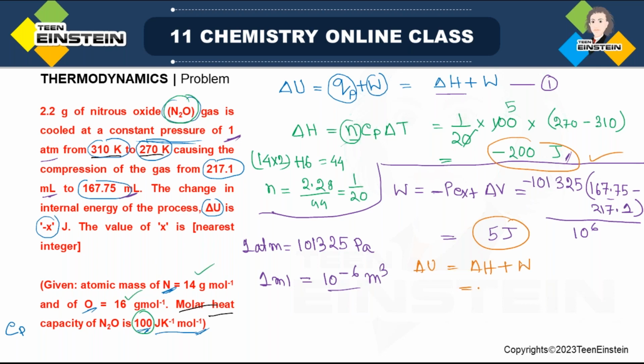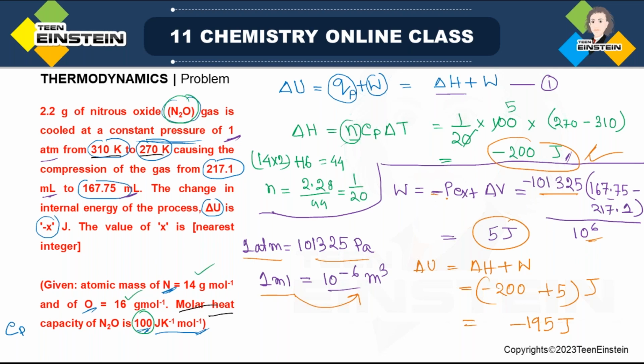So del H we have calculated, minus 200, and now it is plus 5. So be very careful about the units. Here it is okay because you don't have to change any unit. But in this case, this 1 atmosphere you have to convert to Pascal, and as the volume is given in the unit ml, you have to change it to meter cube. So for this unit conversion, you have to multiply by 10 to the power minus 6. Here I have written it in the denominator, so that is why I have written 10 to the power 6, not minus 6, right?